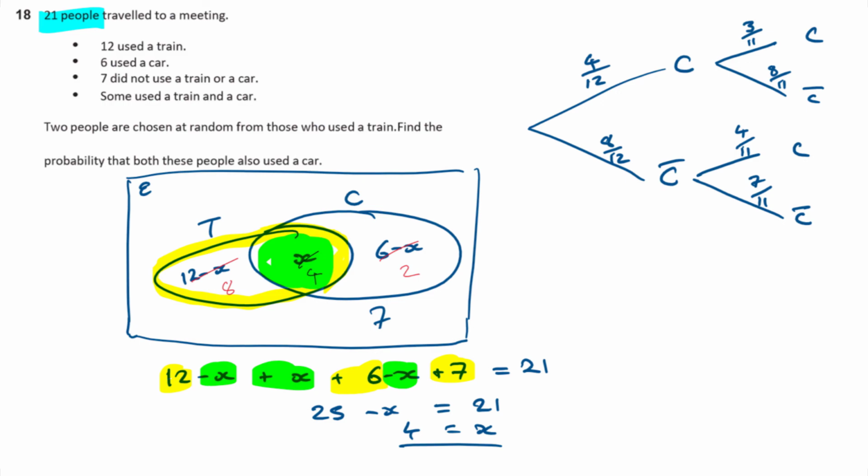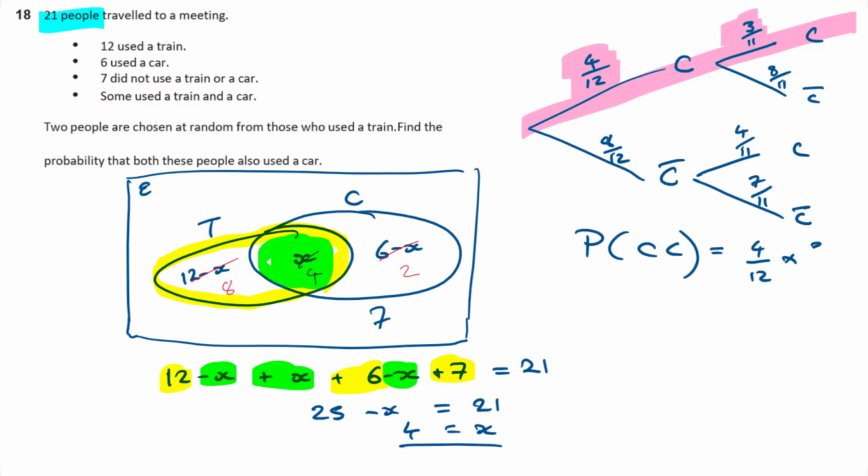So I want probability of car, which is this route through my tree diagram. So basically I need to multiply this and this together then, don't I? So probability of car is going to be 4 out of 12 times 3 out of 11, which is 12 out of 132. Yeah, which cancels down, doesn't it? That's 1 out of 11.